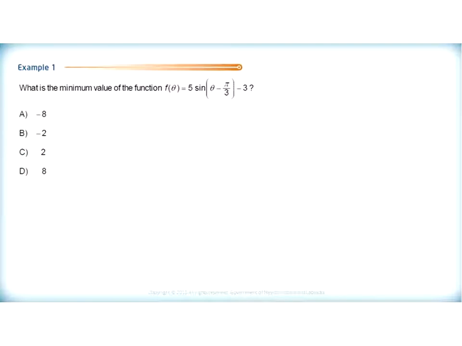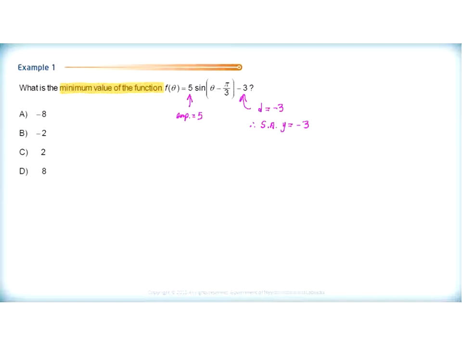Let's look at some examples. Here we are asked, what is the minimum value of the function f of theta equals 5 times the sine of theta minus pi over 3, minus 3? In order to determine the minimum value of the function, that's what we need to focus on. So the first thing we need to do is to determine the value of the sinusoidal axis. That value d is equal to -3, which gives us the equation of the sinusoidal axis: y equals -3. The number 5 in front here tells us that we have an amplitude equal to 5.